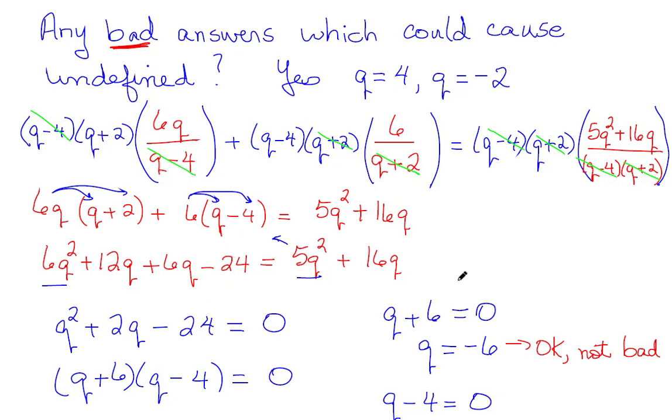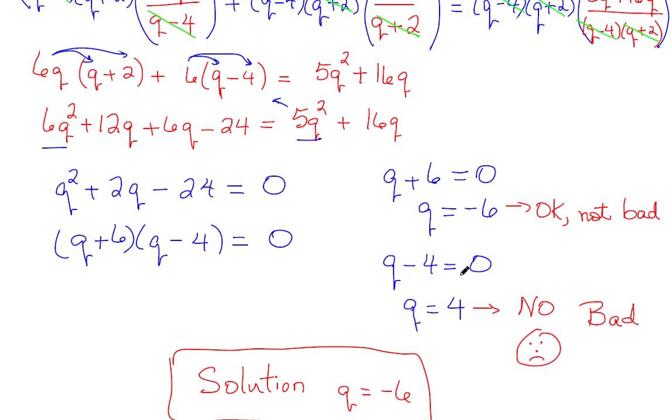Now, next, I want to try to get everything on one side. So let's see, 6q squared. This is going to come over, so it's 6 minus 5, giving me the q squared. What about the q junk? Let's see, 12 and 6, that's 18q.